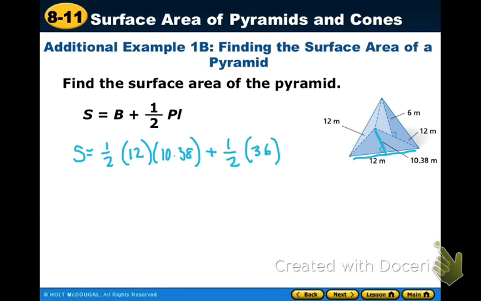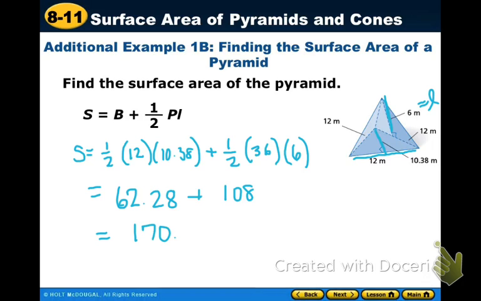And in this case, you have to be able to identify the lateral height. This is a face, so this is equal to our lateral height. And that's going to be times 6. So through multiplication, you would get 62.28 plus 108 to give us a total surface area of 170.28 square meters.